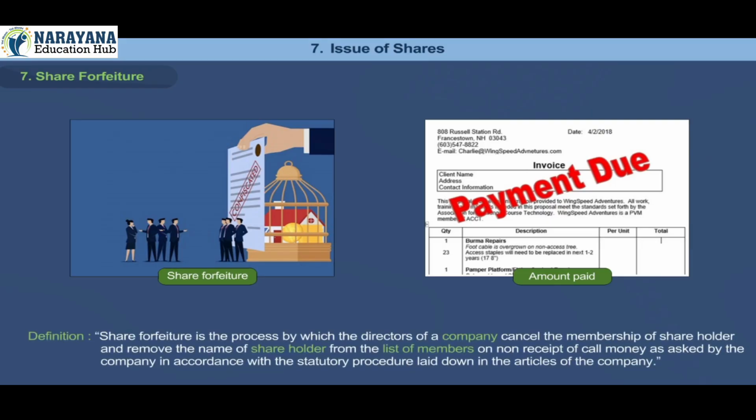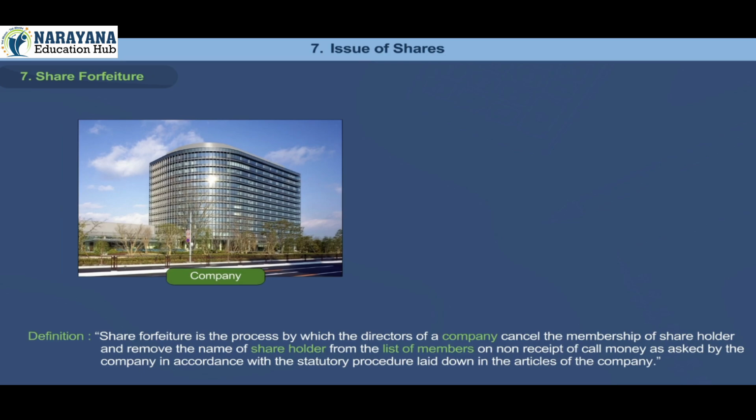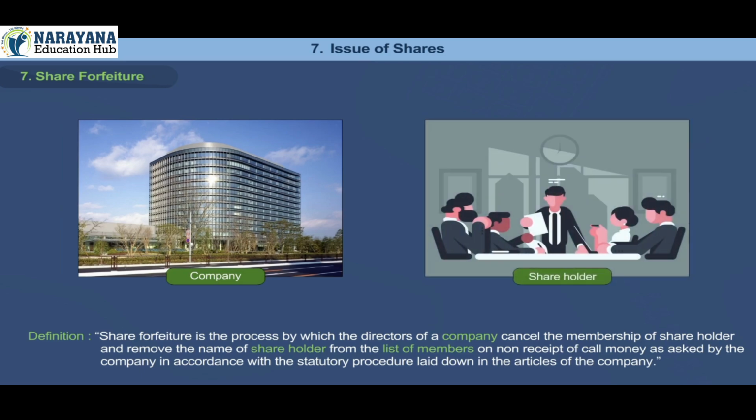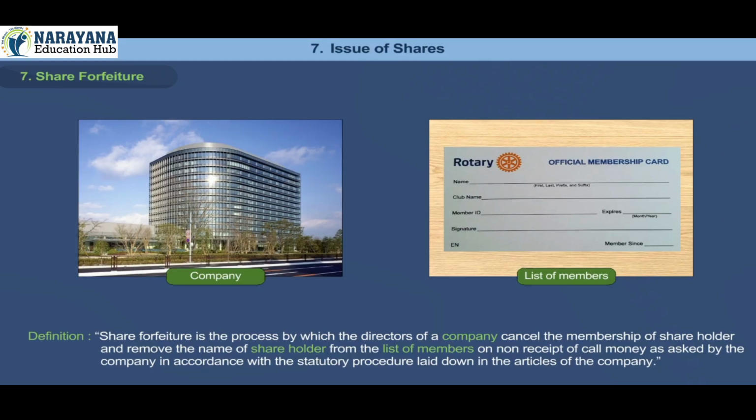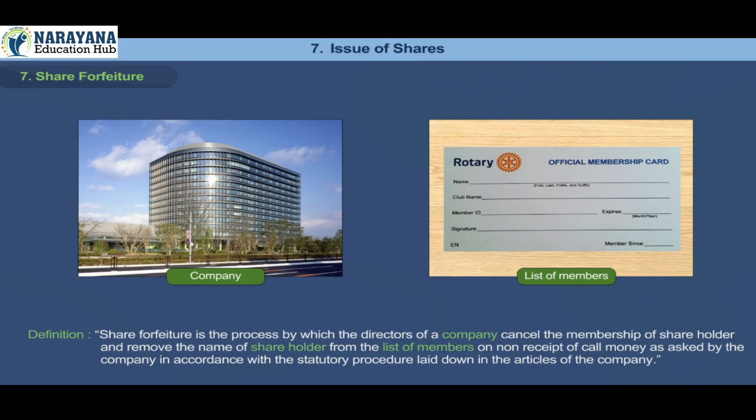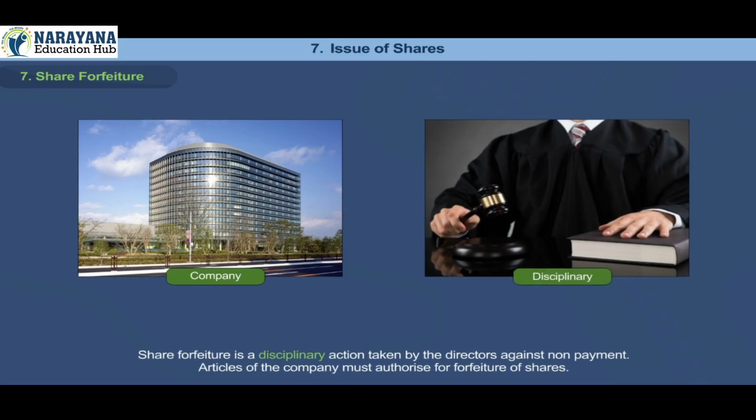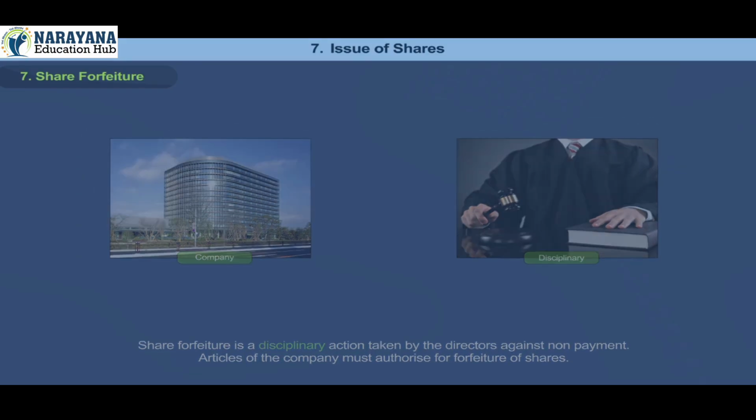Definition. Share forfeiture is the process by which the directors of a company cancel the membership of shareholder and remove the name of shareholder from the list of members on non-receipt of call money as asked by the company in accordance with the statutory procedure laid down in the articles of the company. Share forfeiture is a disciplinary action taken by the directors against non-payment. Articles of the company must authorize for forfeiture of shares.